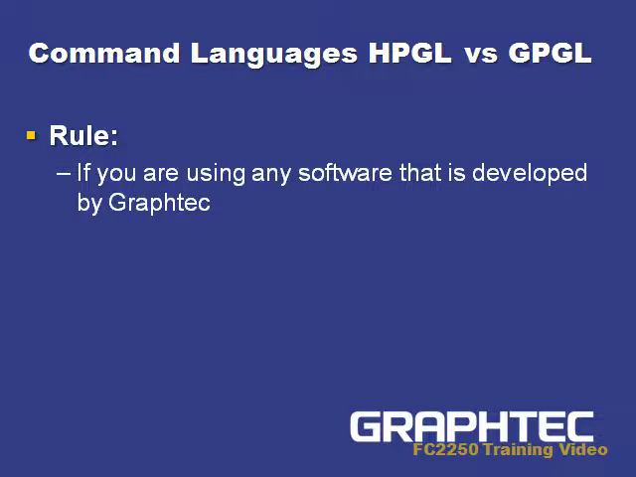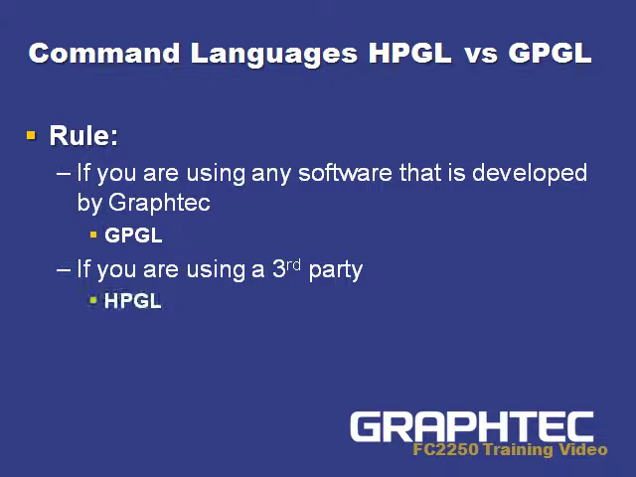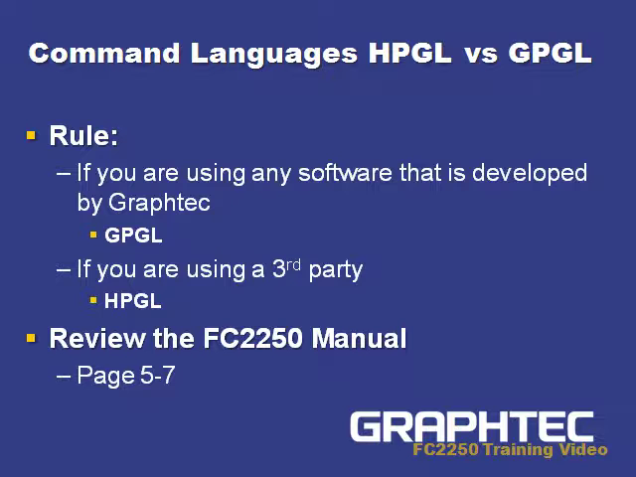If you're using software that's developed by GraphTech, then you set it to GPGL. If you're using a third-party package or software application such as Onyx, Flexi, and Wasatch, then you always switch the cutter to HPGL. Now, if you don't know how to do this, we have a video segment on out-of-the-box setup that shows you how to set the command language. Either that, or you can review the FCX2050 manual 5-7.